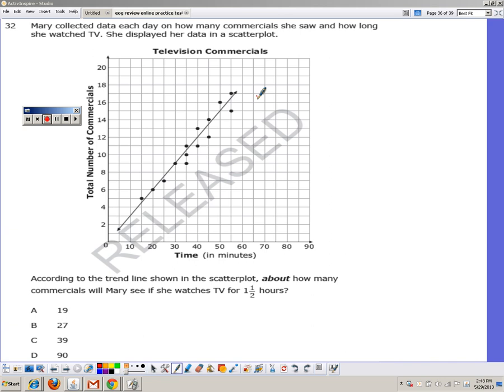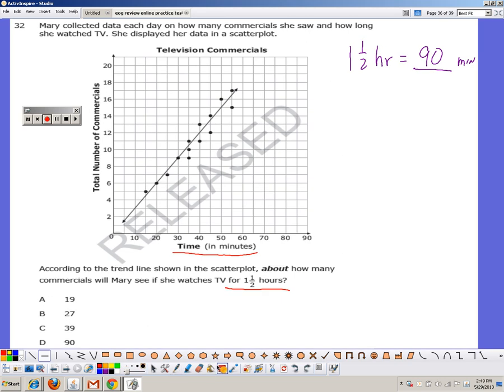Well, first thing you need to look at is this graph. Time is in minutes, not hours. So the first thing you're going to do is convert 1.5 hours into how many minutes? Well, each hour is 60 minutes, so half an hour is 30. So that will give us 90 minutes. Okay? So we are looking at this vertical line right here.